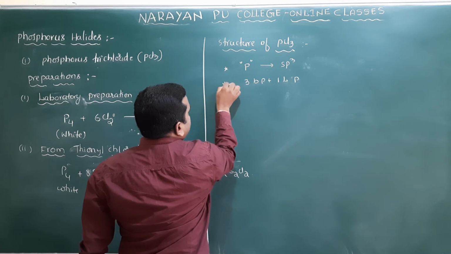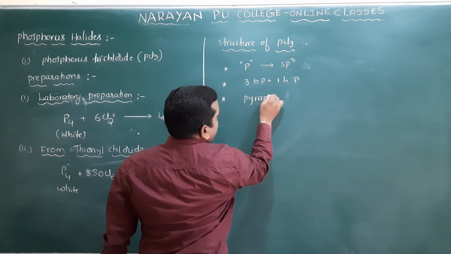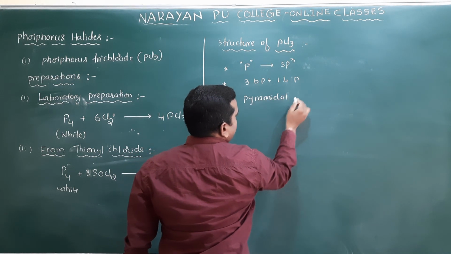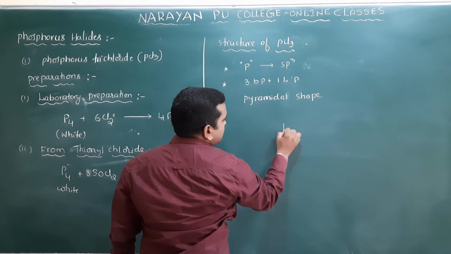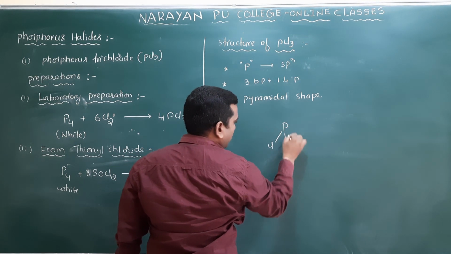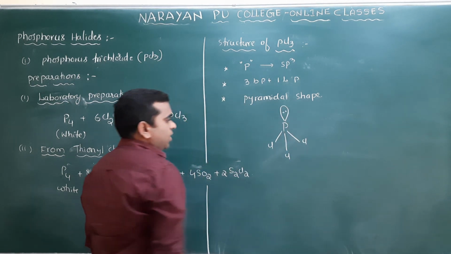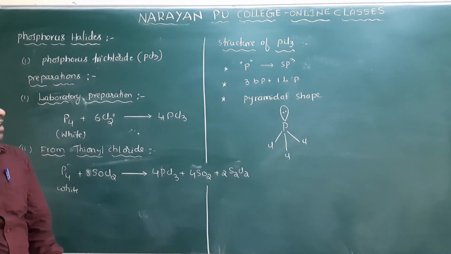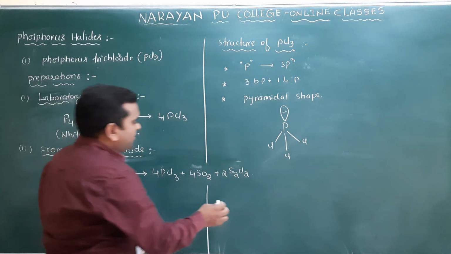You know what is the structure of this compound? The shape of this molecule is pyramidal. What is the pyramidal shape here? Pyramidal shape means this. Clear? Chlorine atoms will come here, chlorine, and here there will be a chlorine, and there is a lone pair of electrons here. Clear? So this is about the preparation and structure. And the next one is the physical properties.